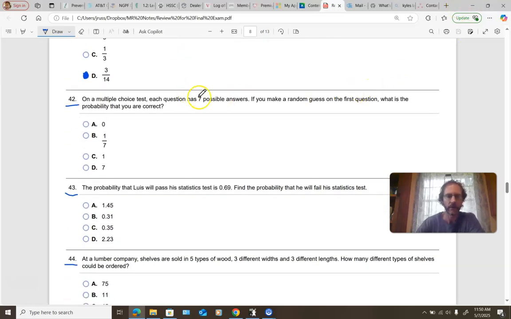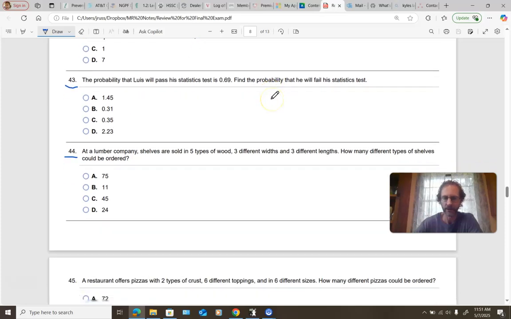Number 42, it says on a multiple choice test, each question has 7 possible answers. If you make a random guess on the first question, what is the probability that you are correct? Well, only one answer is going to be correct, and there are 7 possible answers, so it's going to be 1 out of 7, or 1/7, in other words.